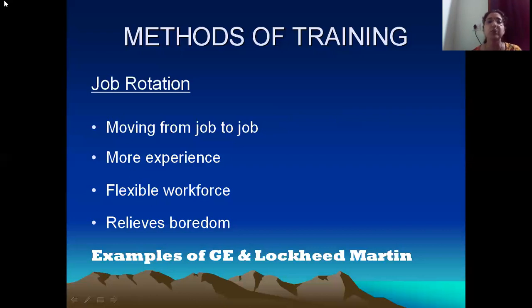Now, how will you supervise something when you do not have knowledge about it? So obviously, keeping this basic reason in mind, GE makes it mandatory for all its management trainees to actually perform all those jobs which they are likely to supervise in the coming weeks. So this is one of the training principles adopted by General Electric. And I have one more example over here. You have the case of Lockheed Martin.